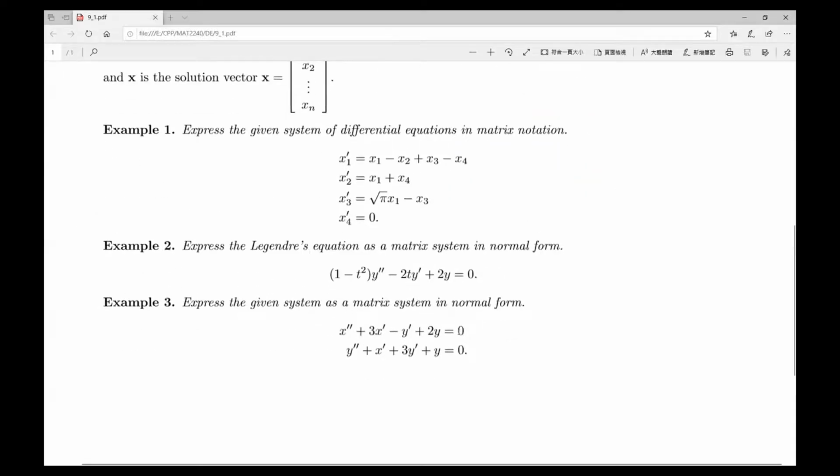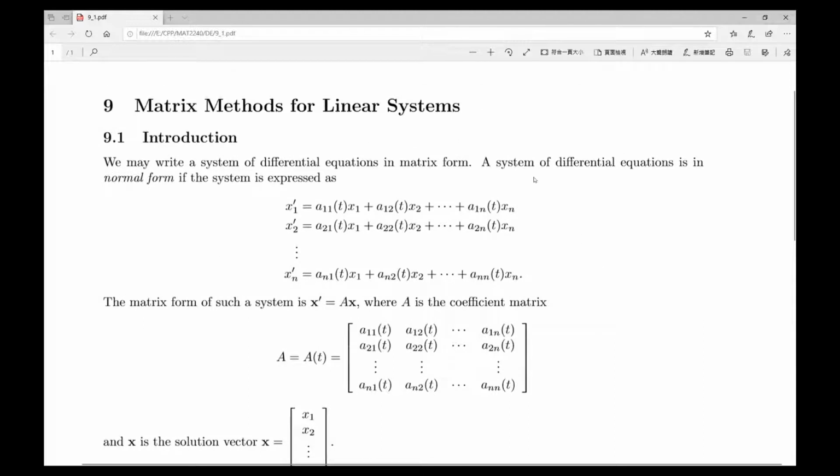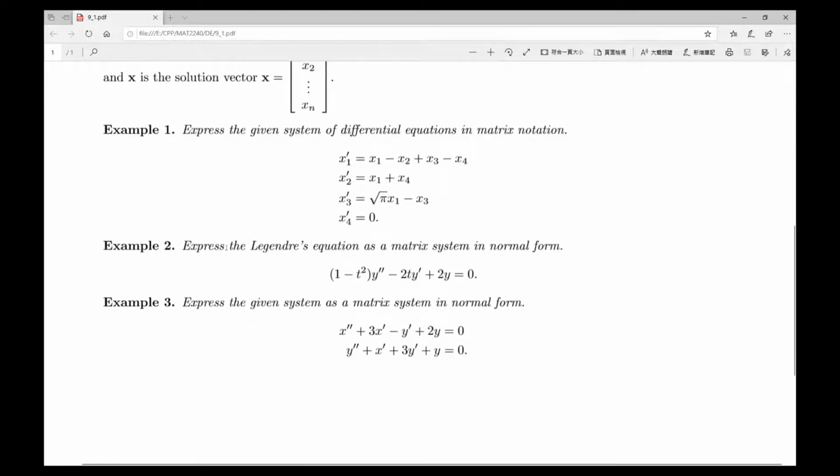All right, let's take a look at example 2. Express the Legendre's equation as a matrix system in normal form. Here we have a second order differential equation, homogeneous, but that's not important for now. We want to rewrite this as a matrix system in normal form. Let's do a quick review on normal form: a system of differential equations is in normal form if the system is expressed as this collection of equations.